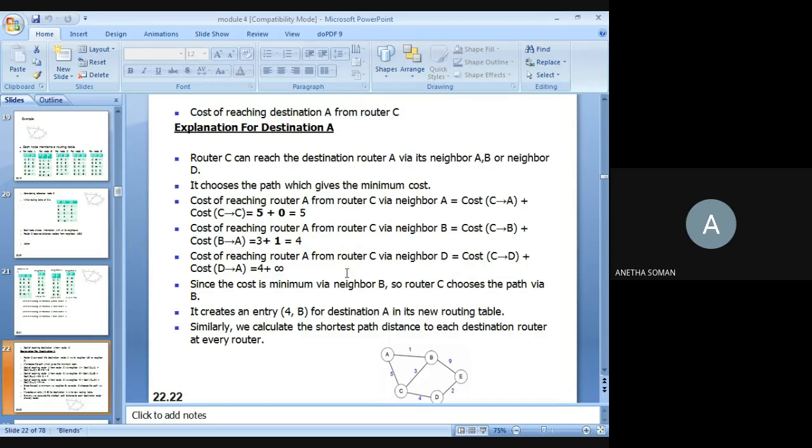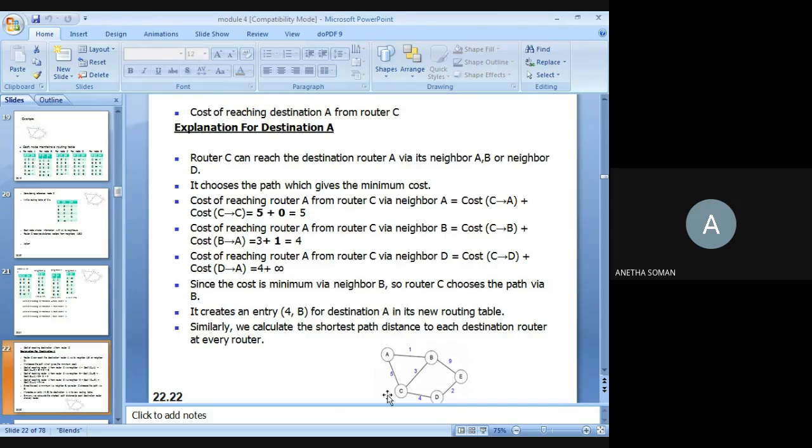Now I have to find which is the minimum cost. I have the values 5, 4 and infinity. Which is the minimum value? The minimum value is 4. Through which neighbor did I get the minimum cost? Through neighbor B, so the router chooses that path. It will create an entry 4, B for destination A in its new routing table. Okay, so this is done.